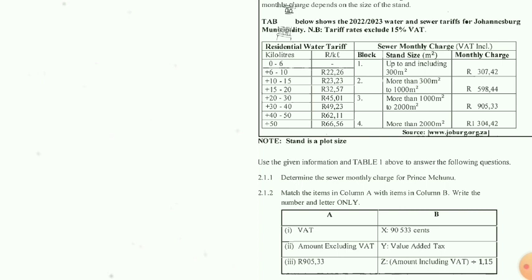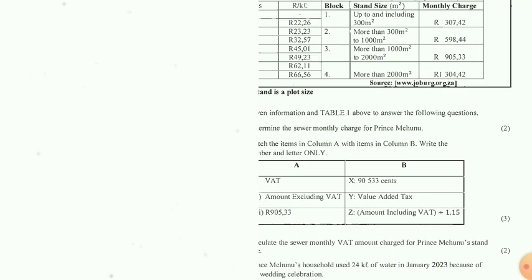Number 2, amount excluding VAT. Let me check. Amount excluding VAT is actually Z, guys. It's an amount including VAT divided by 1.15, so it's Z. Then the last one is X, which is 905.33, then X is 90,533 cents. So it's very straightforward, this one. I expect you guys to get the whole 3 marks here. I don't want you guys to be wrong.